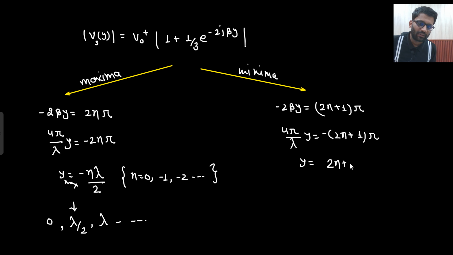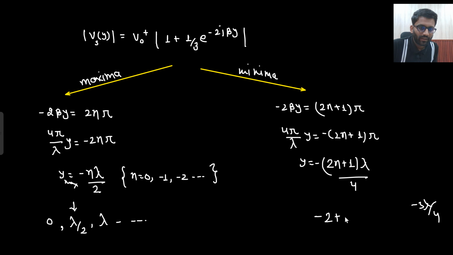So y is 2n plus 1 into lambda by 4. First n equals to 0 I can put. Next what will I put? n equals to 1 or minus 1. If I put n equals to 1, then I am getting minus 3 lambda by 4, so that is not applicable. But if I put n equals to minus 1, then I will get minus 2 plus 1 into lambda by 4, that is minus lambda by 4 into minus 1, plus lambda by 4 actually.